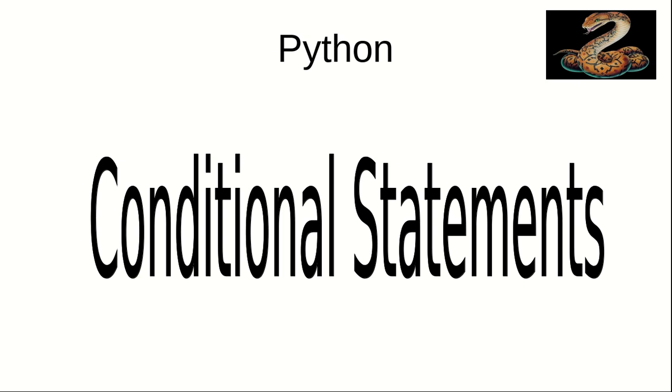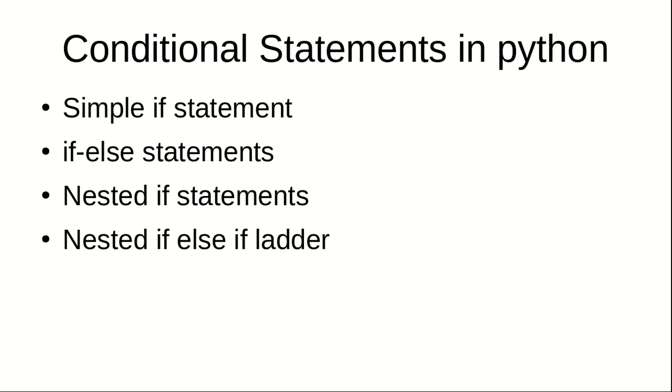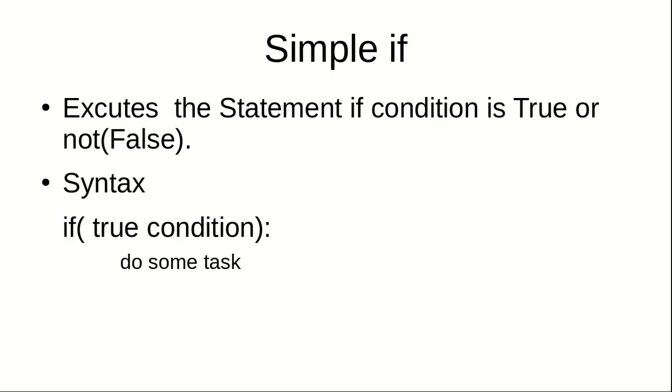In this video, I will explain about Python conditional statements. So let's get started. We know that conditional statements are used to make decisions, which is why they are also called decision making statements. So let's see the conditional statements in Python. We have four types of conditional statements: simple if else statements, nested if else, if ladder, and nested if statements, right? In this video I will explain the first two types, that is simple if and if else statements.